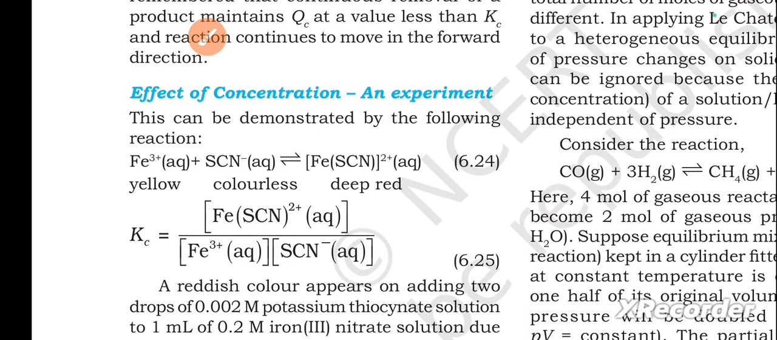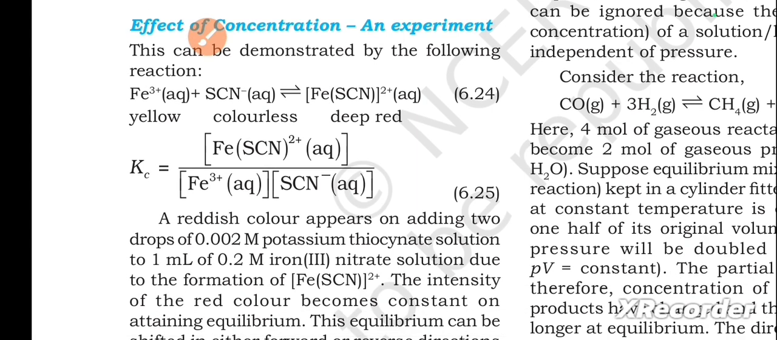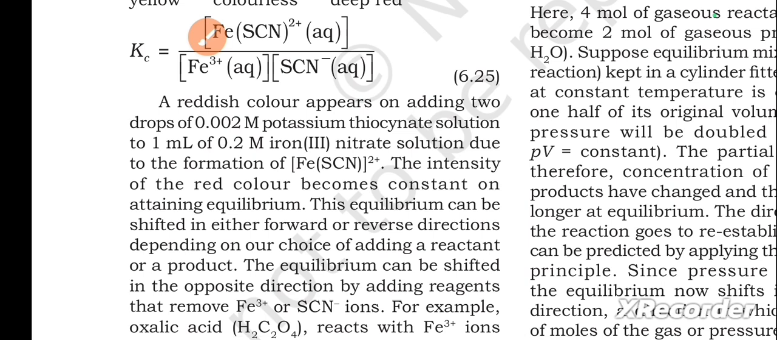Effect of concentration and experiment. This can be demonstrated by the following reaction. This is a reaction, please check it. A reddish color appears on adding 2 drops of 0.002 molar potassium thiocyanate solution to 1 ml of 0.2 molar iron 3 nitrate solution due to the formation of FeSCN plus 2. The intensity of the red color becomes constant on attaining equilibrium.